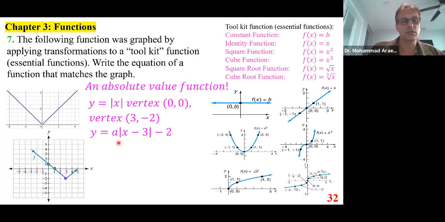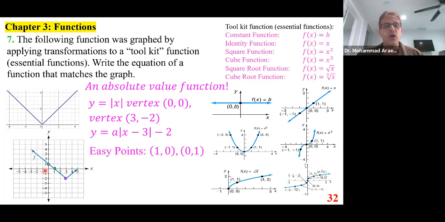Easy pairs, you can see the green ones, like (1, 0) and (0, 1). You don't have to use both, of course. One is good enough simply because A is missing, okay? Pick one of the pairs and plug in. For example, if we pick the first pair, (1, 0), which is the x-intercept, that means replace the x with 1, replace the y with 0.